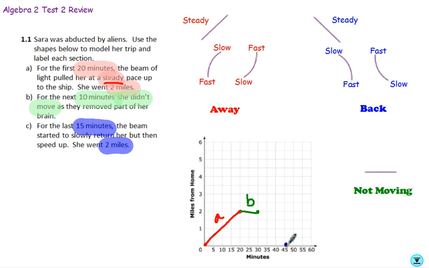And then let's get the shape of this. It says slowly, and then it sped up. Well, if we're on our way back, and we're going slow, that means it's kind of flat at first, and then whew, they dropped her off real fast. So maybe we'll start with a curve, and then drop down real fast there. And so that would be section C.